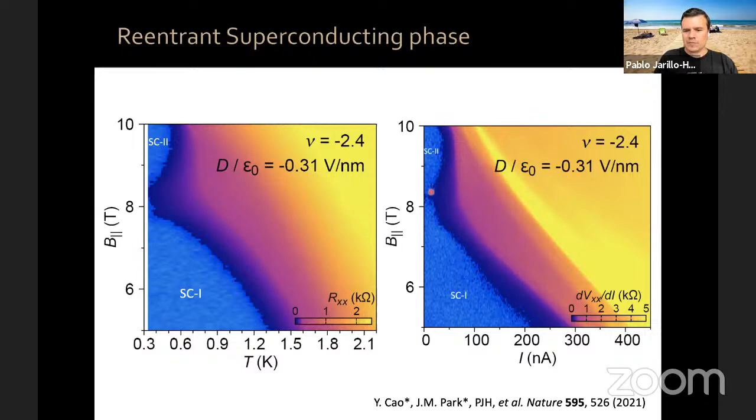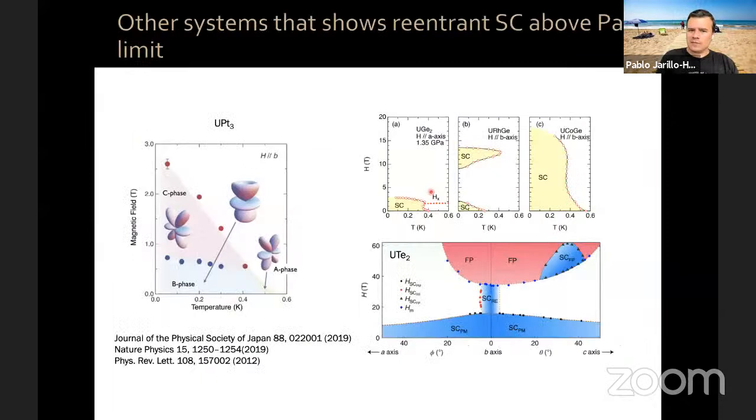Now, there are a few superconductors which exhibit reentrant superconductivity above the Pauli limit. The most famous are the family of uranium superconductors. These are radioactive superconductors, literally. So it's a family of uranium superconductors: uranium germanium 2, uranium rhodium germanium, uranium cobalt germanium. Okay. They exhibit superconductivity above the Pauli limit, and most pronounced in this case, with big reentrant at high field.